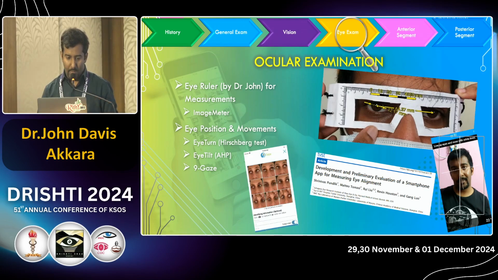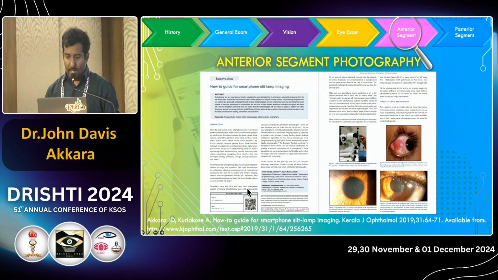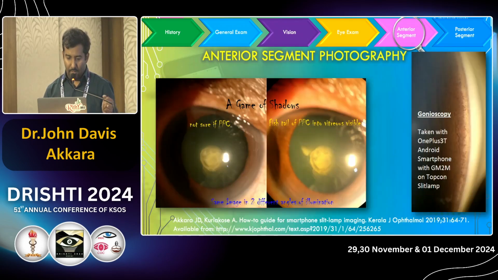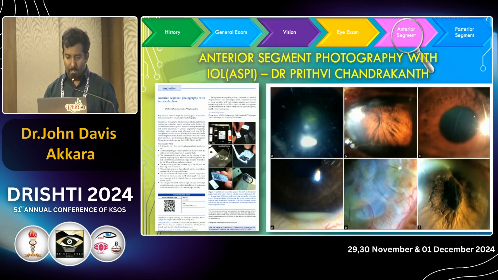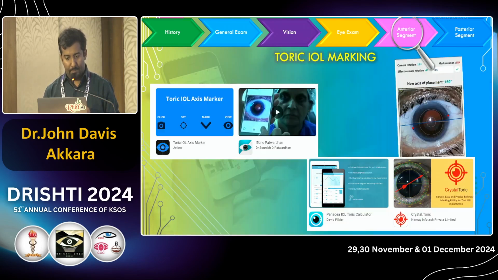And head position, eye position, there are apps like Eye Turn and Eye Tilt for measuring the head tilt positions, and the 9-gaze app for documenting the 9 gazes. Then a lot of anterior segment photography, Dr. Prithvi has covered it, and you can do all these photography much better than a slit lamp, commercial slit lamp camera, if you use the lenses and lighting correctly.